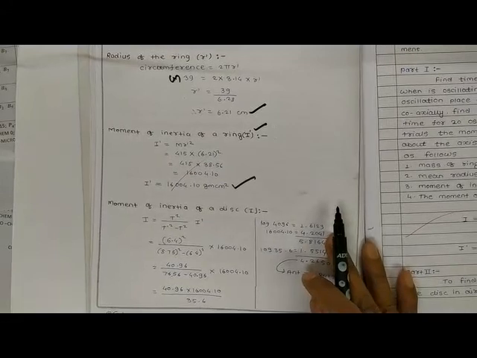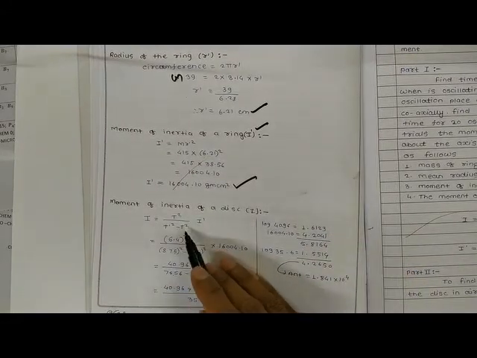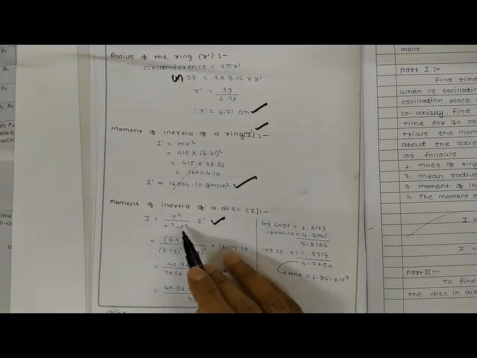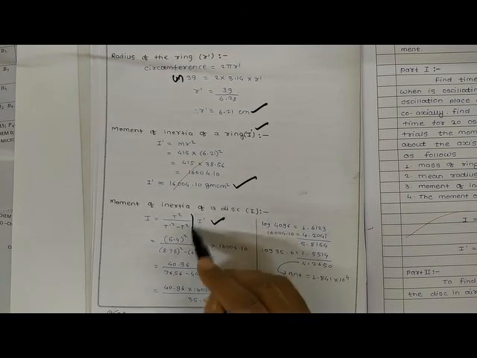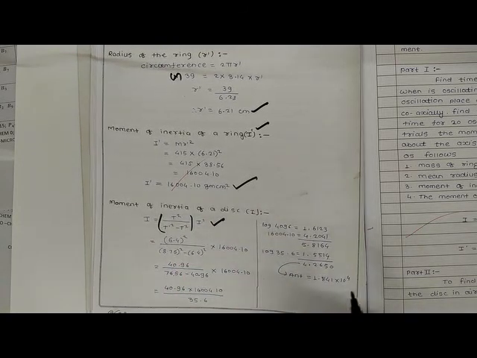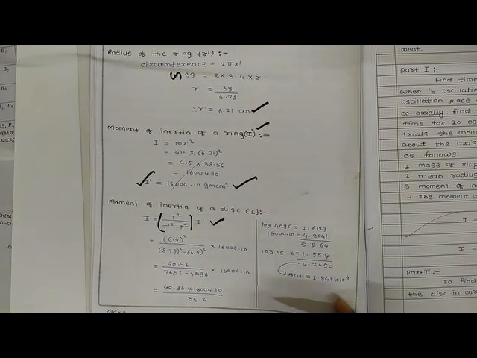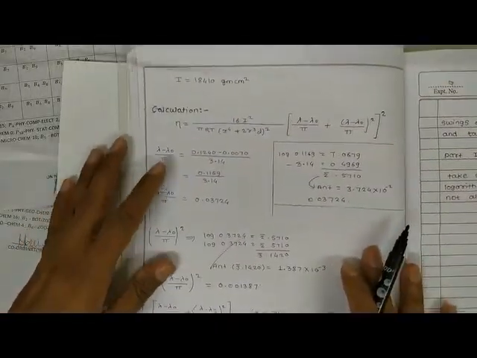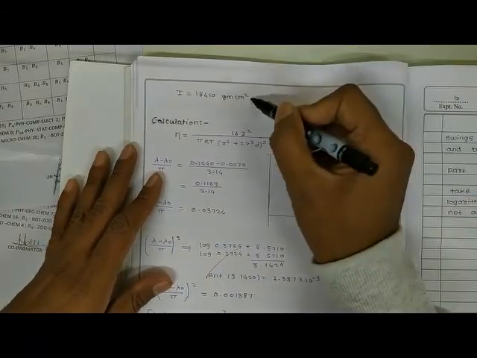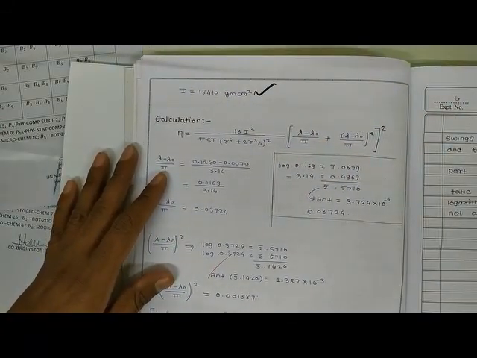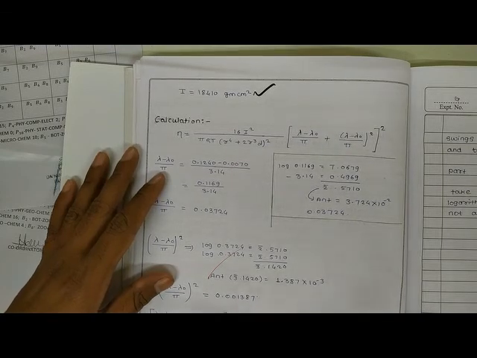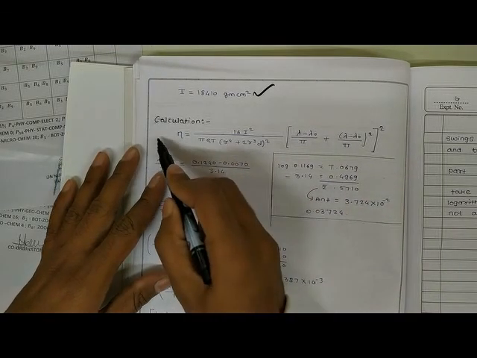Now once we got the I dash, let's go to find the I. So to find I, we have this formula, t square divided by t dash square minus t square into I dash. So t and t dash are already found in the very first observation table, and I dash is found here. So substitute all the values and get the value of I. Once you got the I value, yes, this is the I value. It is 18,410 gram centimeter square.